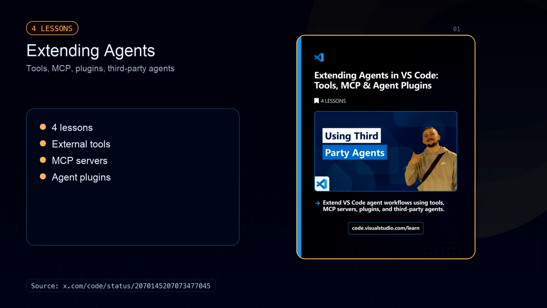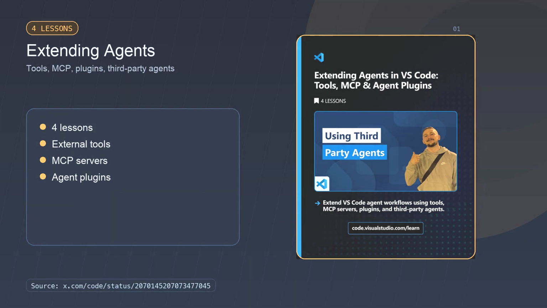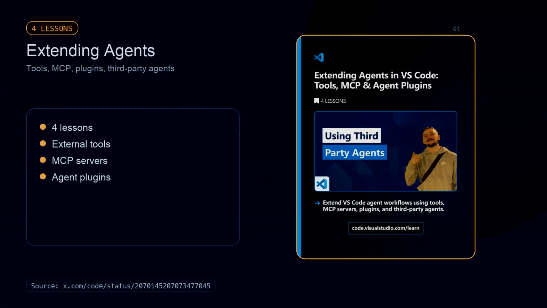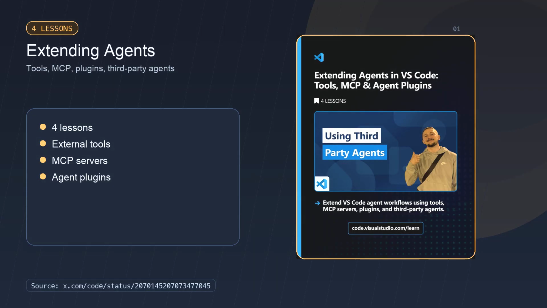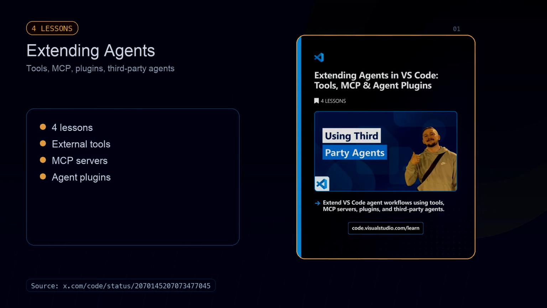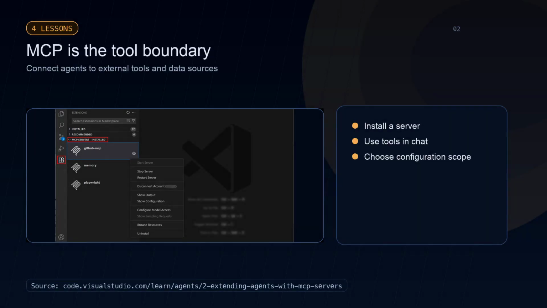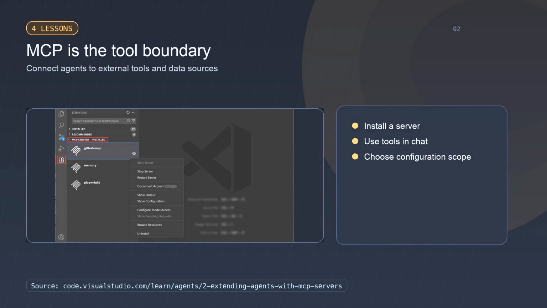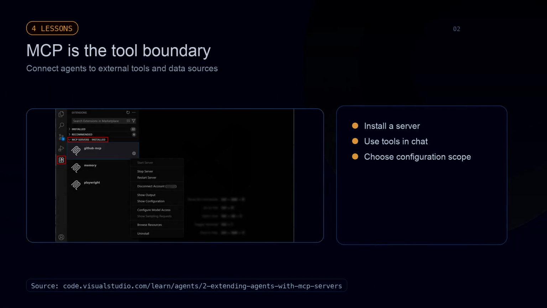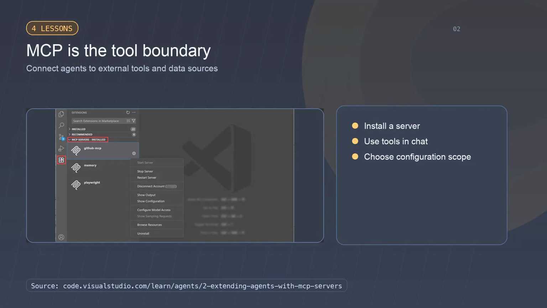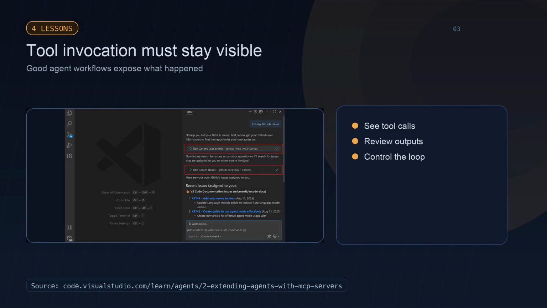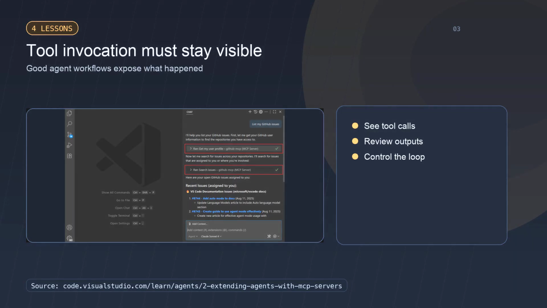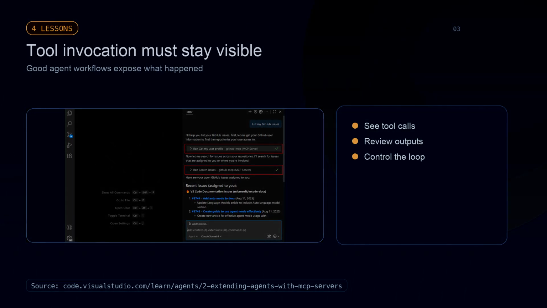Course 3 is Extending Agents. This is the most important one for power users because it moves beyond chat and into tool access. The official thread says it teaches tools, MCP servers, plugins, and third-party agents. The Learn page lists 4 lessons. The MCP lesson is the key. MCP servers let an agent connect to external tools and data sources. VS Code teaches you how to install a server, use the tool in chat, choose the right configuration scope, and sandbox local servers. That last part matters.